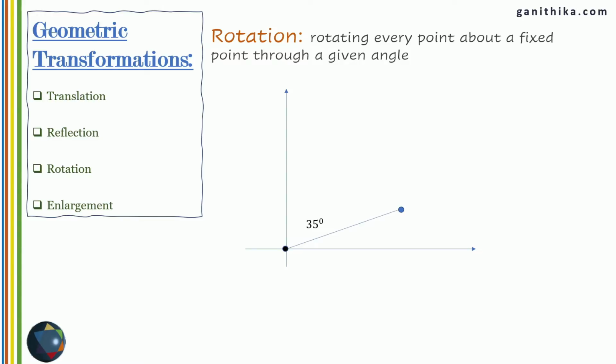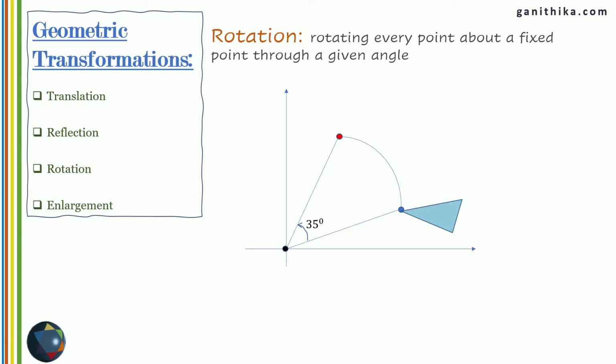First of all, I'll join these 2 points, and then I'll use the protractor and measure 35 degrees from here, draw another line and stop at the same distance as the black dot and the blue dot, and then I'll make the image of this blue dot. This is being rotated to the red dot now. So the blue dot has been rotated through 35 degrees about the origin to the red dot. The red dot is the image of the rotation of the blue dot by 35 degrees about the origin.